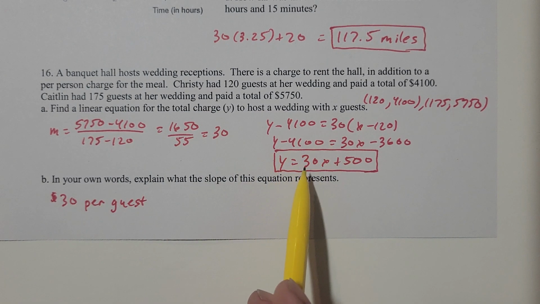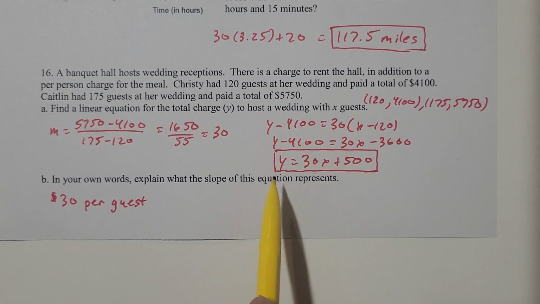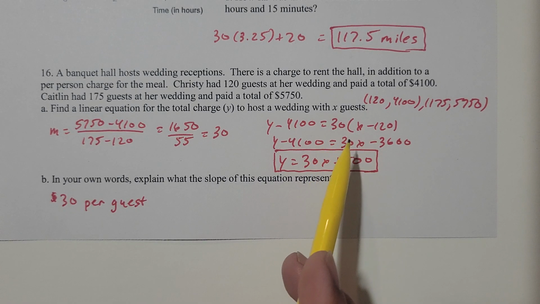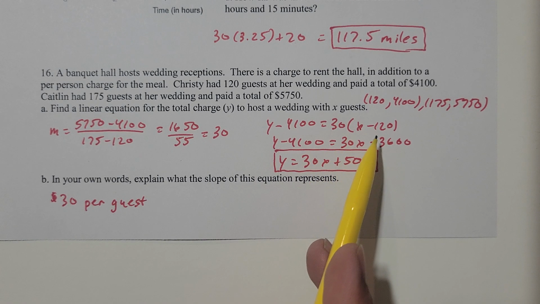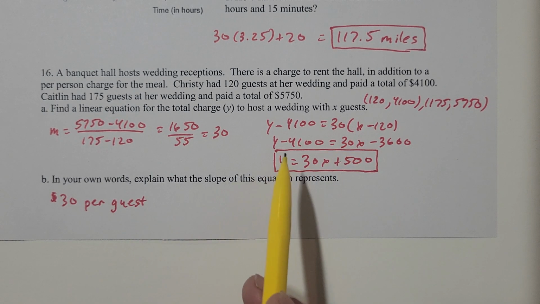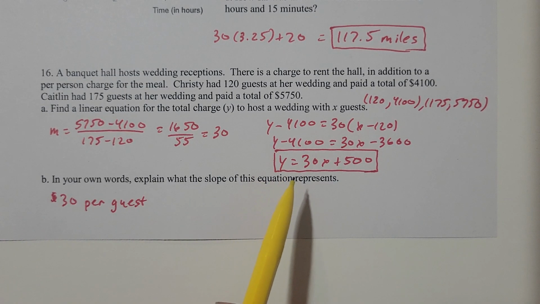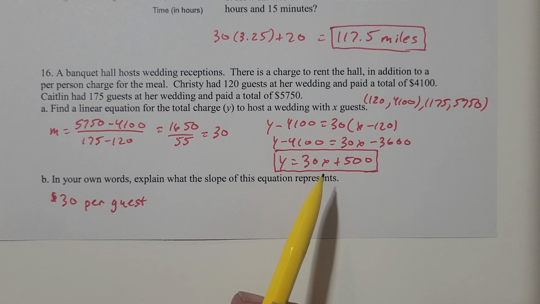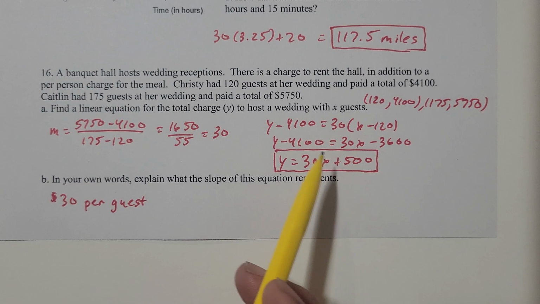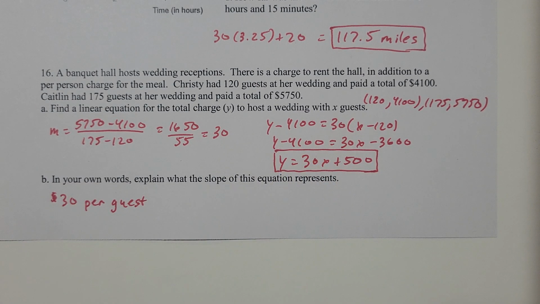Okay, and then I need to get that in slope-intercept form. So let's solve for y. When I distribute 30, I got 30x minus 3,600 on the right. And then when I add 4,100 to both sides, y is equal to 30x plus 500 would be the equation of this line.